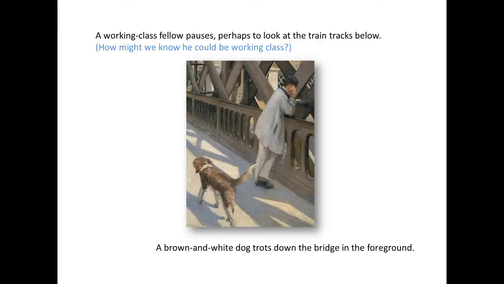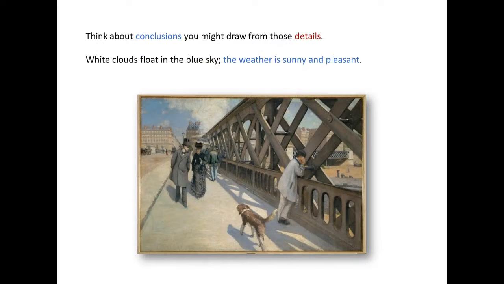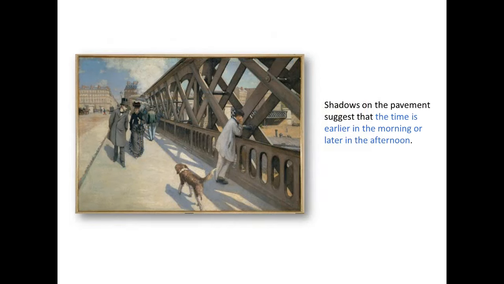A brown and white dog trots down the bridge in the foreground. Is it the artist's dog? The worker's dog? A stray? Think about conclusions you might draw from those details. White clouds float in the blue sky. The weather is sunny and pleasant. Shadows on the pavement suggest that the time is earlier in the morning or later in the afternoon.